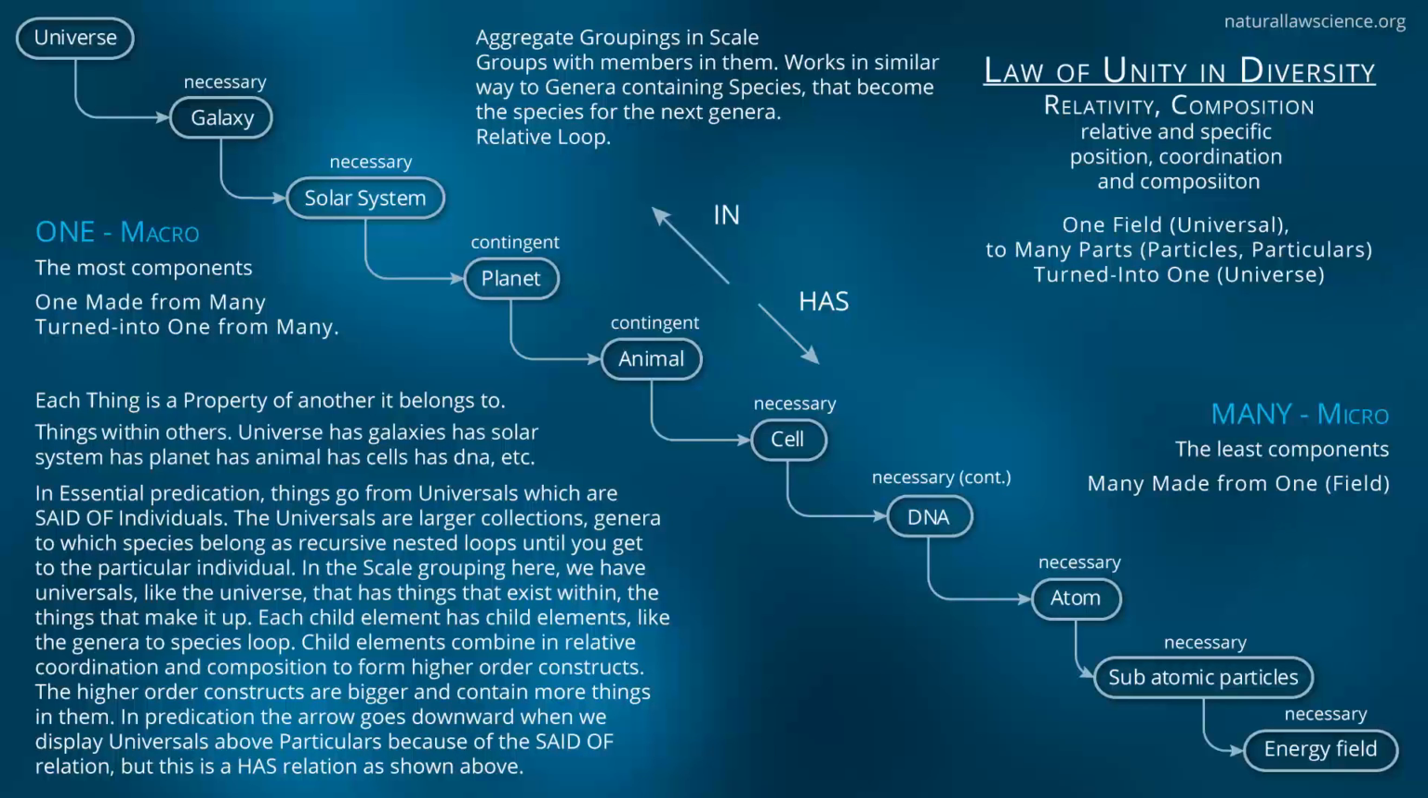So yes, it is essential for an animal to have a cell. It's essential for a cell to have DNA, except for a red blood cell. It's essential for DNA within a cell, within an animal, to have an atom. So these are all necessities. These are all essential predications. It's just when we're looking at the scale of the universe, it's not only essential predication. It's not only accidental predication. It's a mix.